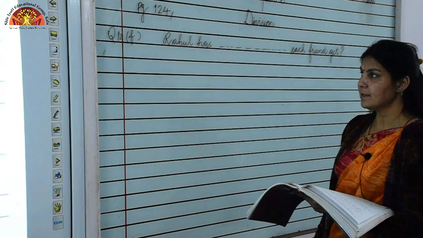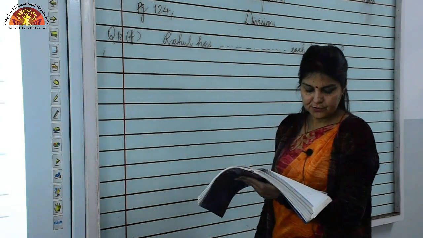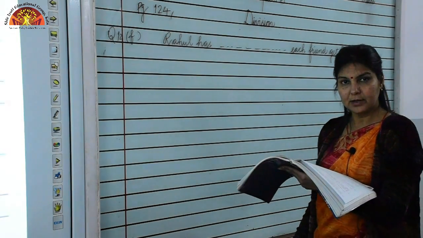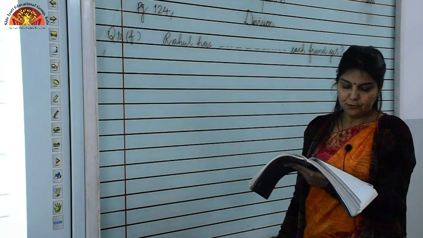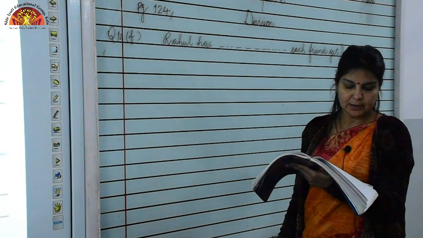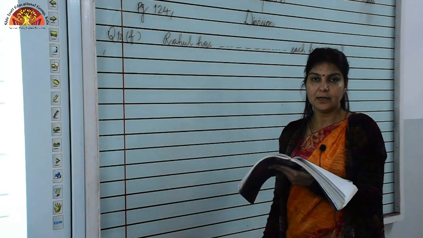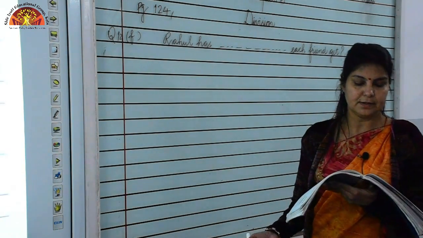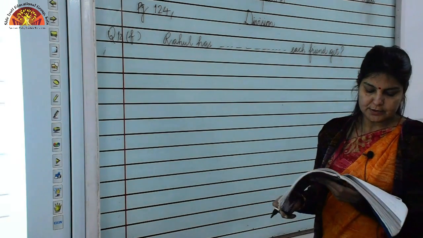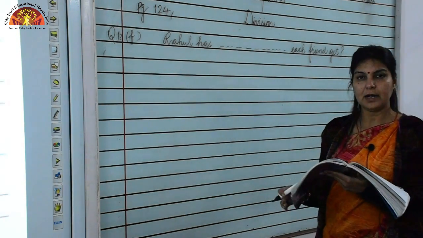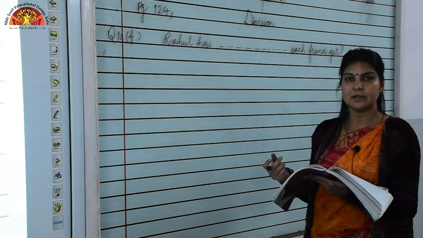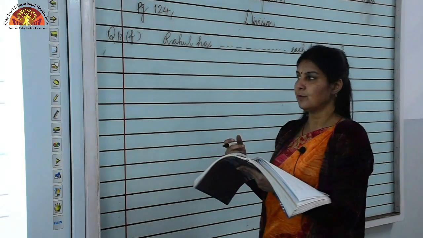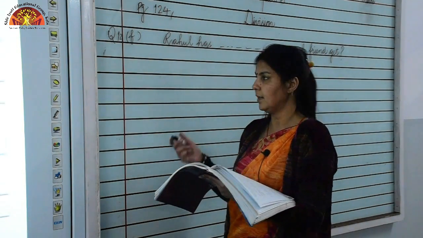Now children, we will see F part of question number 12. Rahul has 18 samosas. How many samosas does Rahul have? Rahul has 18. He wants to distribute them equally among 6 friends. How many samosas will each friend get? You have to find out how many samosas each friend will get. So what will we do? We will distribute.